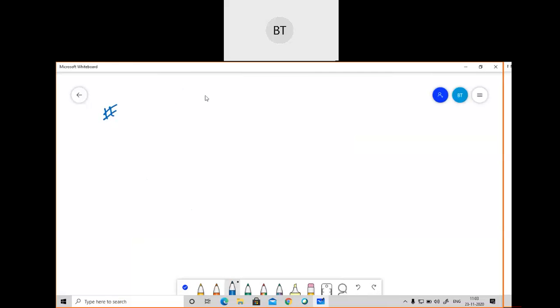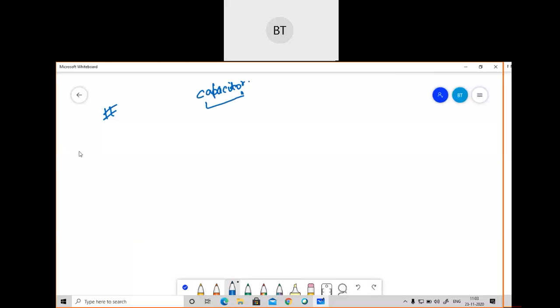So the heading I'm putting here is capacitor. So what is a capacitor? Basically, a capacitor is a passive two-terminal electric component which is used to store energy. If somebody asks you to define a capacitor in one line, basically capacitors are used to store energy electrostatically in an electric field.